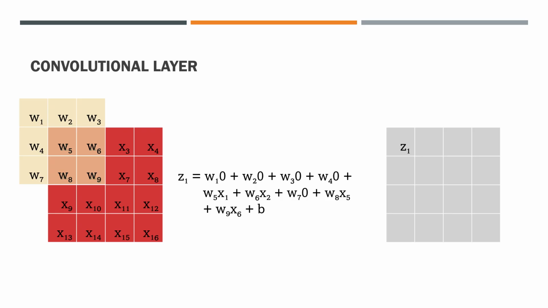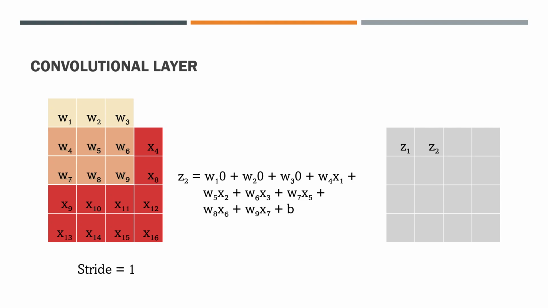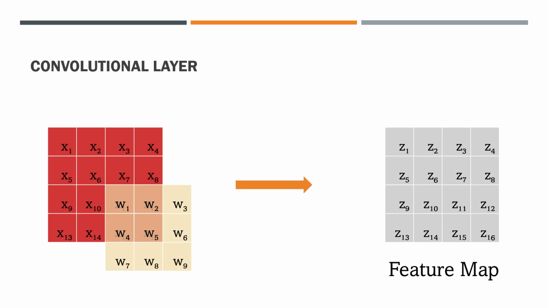You might be asking, what if the filter hangs off the edge? To solve this, we use zero padding. The grids that are outside the original image are multiplied by zeros. Then the filter slides over one pixel to the right, which we call a stride of 1, and the entire process repeats to get the next value, Z2. After the filter slides through the entire image, we get a complete feature map.